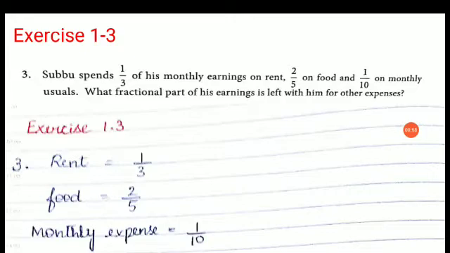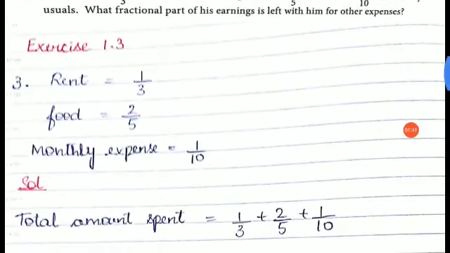Now after leaving all these 3 expenses, they are asking you to find how much will be his savings. Clear? Now first, for all the word problems, what we should do? We should write the given. So the given, rent value you have written, food and monthly expense you have to write. Next, what can we do? 3 different values are given. So can we add up and tell how much is his total expense for that month? Can we do that? Good.